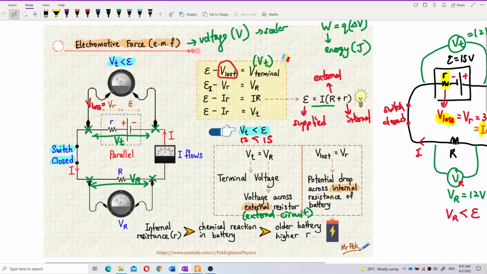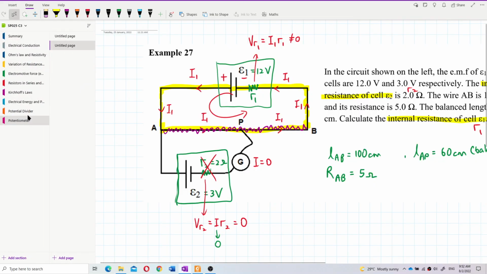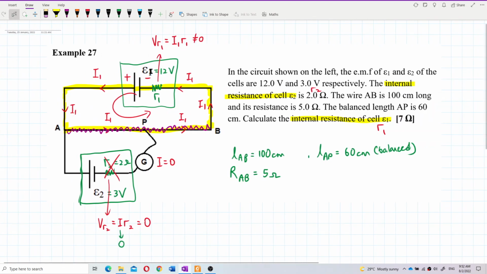Then there is voltage loss across the internal resistance, IR. So the terminal voltage is less than the EMF itself, because there's a voltage loss across internal resistance. So you get the terminal voltage less than EMF when the switch is closed and there's current flow. This one is the same as the top part of the potentiometer.